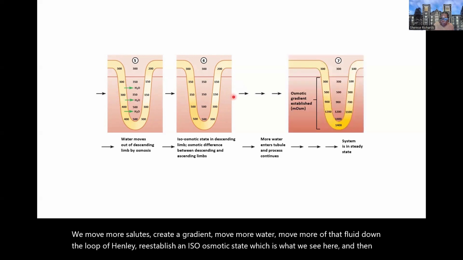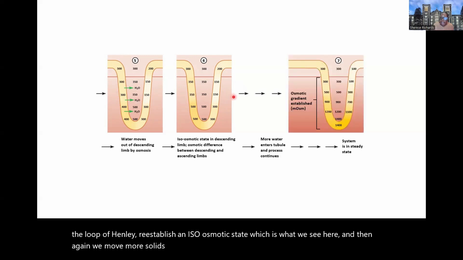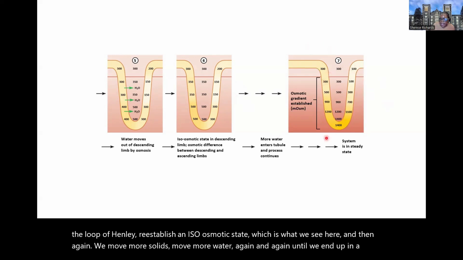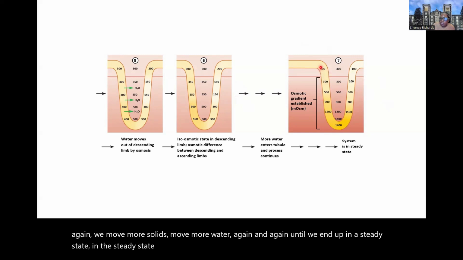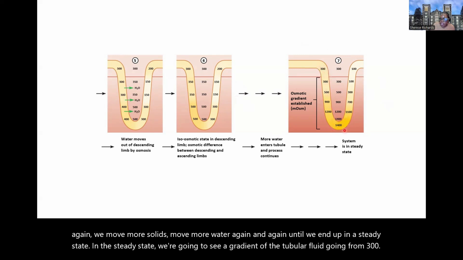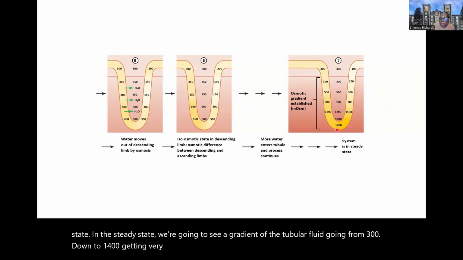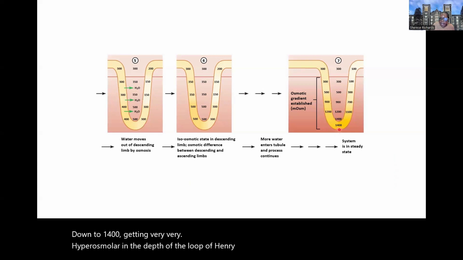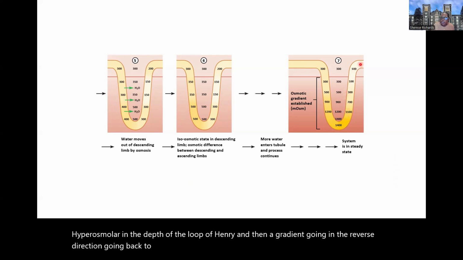And then again, we move more solutes, move more water, again and again, until we end up in a steady state. In the steady state, we're going to see a gradient of the tubular fluid going from 300 down to 1400, getting very, very hyperosmolar in the dip of the loop of Henle, and then a gradient going in the reverse direction, going back to our distal convoluted tubule, where we now have an even lower osmolarity of the tubular fluid.